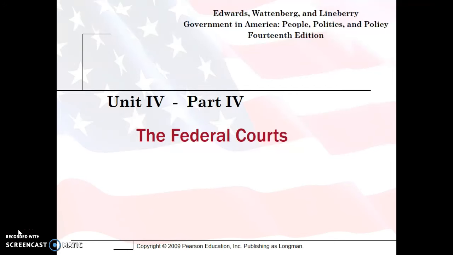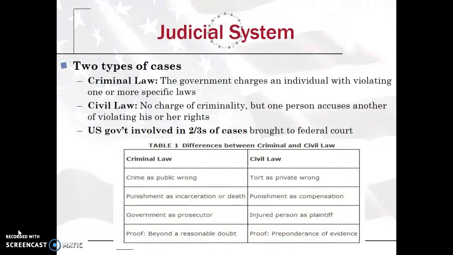In dealing with the federal courts and the judicial branch, we're going to be looking at some of the major participants, amongst other important things that are notable in the judicial system. So let's first start off by talking about two types of cases within the judicial system. The first one being criminal law, where the government charges an individual with violating one or more specific laws. So that might be an act of trespassing, an act of murder. That, of course, would fall under the criminal law statute.